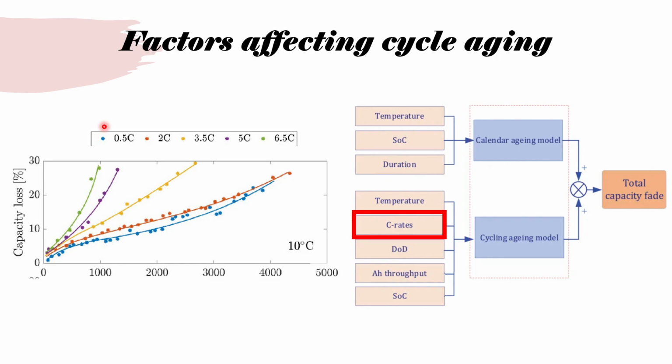Moving on to C rate, higher the C rate, higher would be the degradation. Blue line represents 0.5 C, followed by 2 C, 3.5 C, 5 C, and 6.5 C. So higher the C rate, higher is the capacity loss, which means more is the degradation. This was done at 10 degrees Celsius, but a similar trend can be observed at different temperatures.